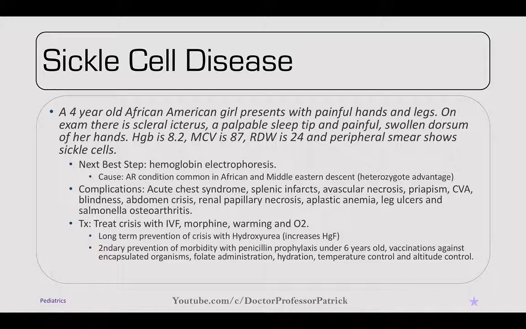And you want to treat any crisis with IV fluids, morphine, warming, and oxygen. Long term, you can prevent crises with hydroxyurea by increasing fetal hemoglobin. And then secondary prevention of morbidity with penicillin prophylaxis for any diagnosed under 6 decreases the risk of strep pneumo sepsis. And then vaccines against encapsulated organisms because the spleen autoinfarcts. Folate administration, hydration, temperature control, and altitude control are all helpful.